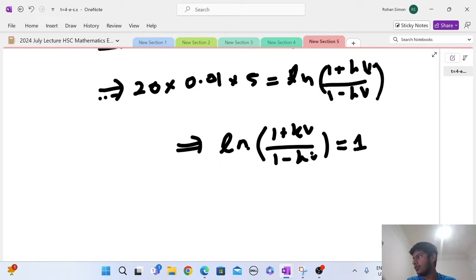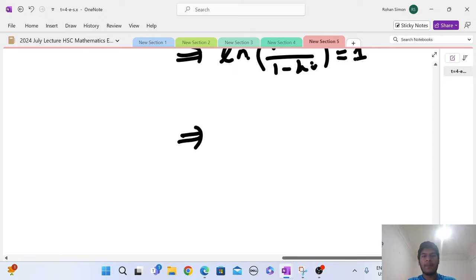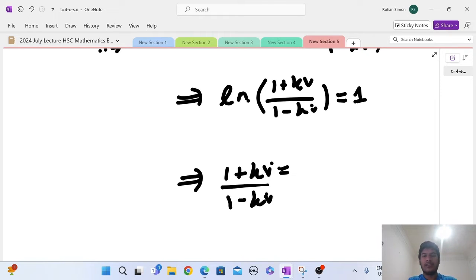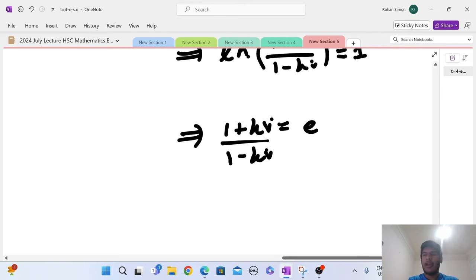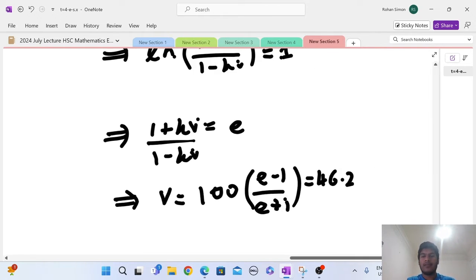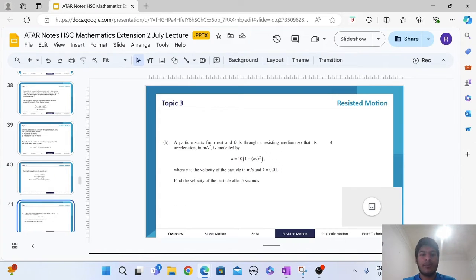And so if you exponentiate both sides, we end up with (1 plus kv) over (1 minus kv) is equal to e. And again, if we sub in k equals 0.01, doing a bit of rearranging, I'll skip the rearranging steps, we end up with v equals 100(e minus 1)/(e plus 1), which is 46.2 meters per second. So for 4 marks, bit of work, but not terrible.